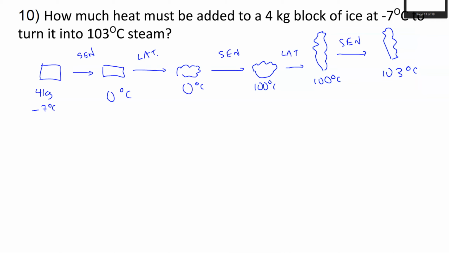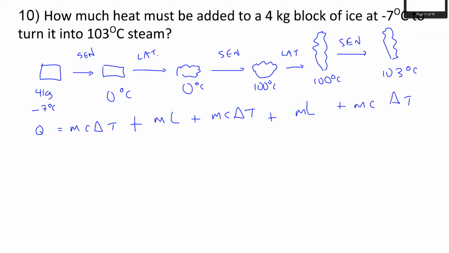Okay. Once you have that, then it's not too hard to get this thing right. Other than the units, just make sure that you got the units right. But here a sensible heat change would be MC delta T. The latent would be ML. Sensible for step 3. Latent is ML. And sensible would be MC delta T again.